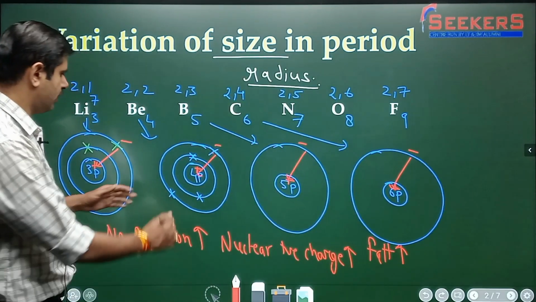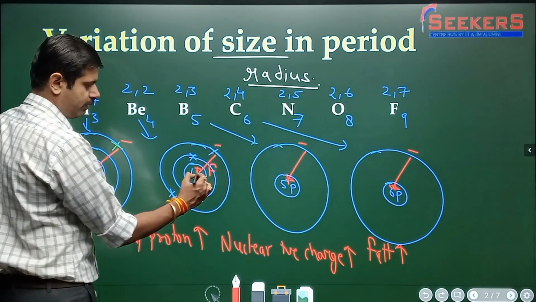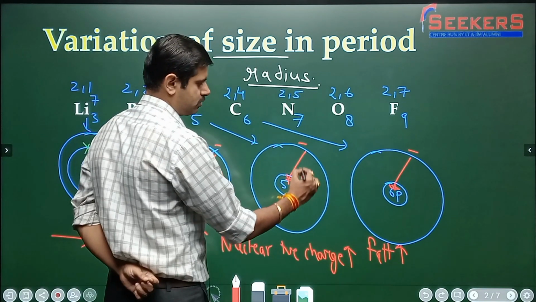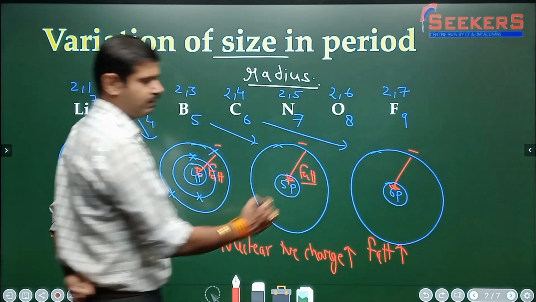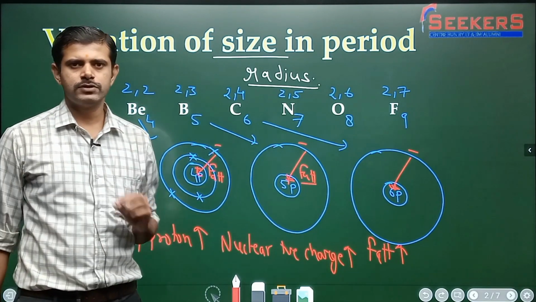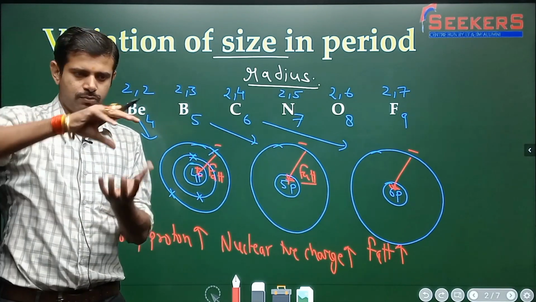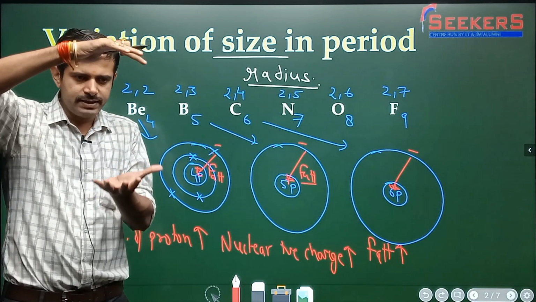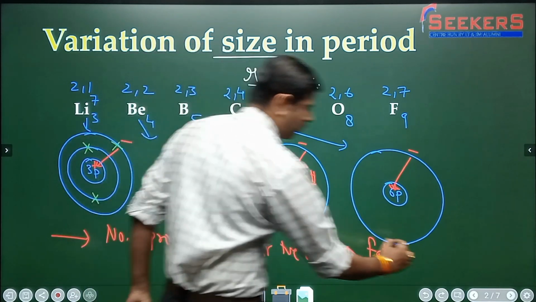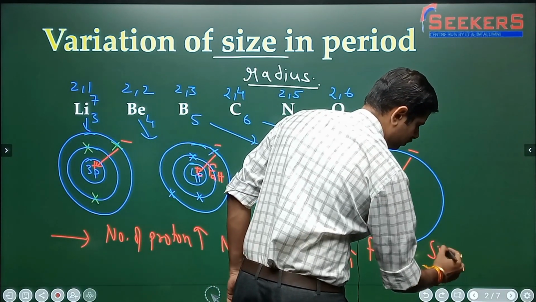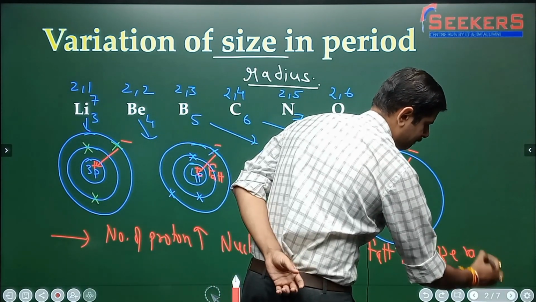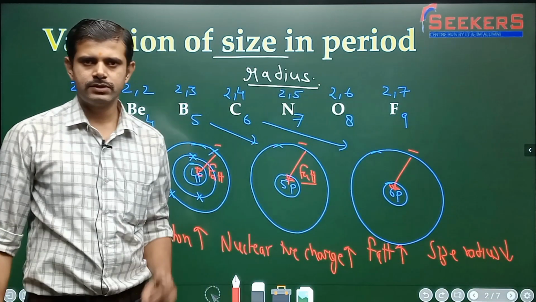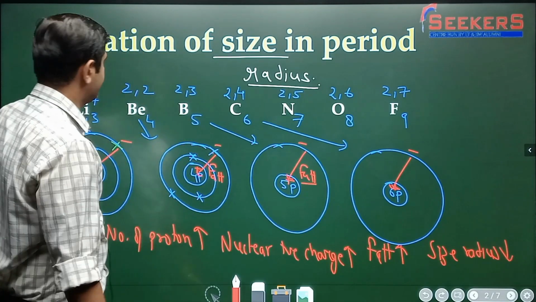There is a force of attraction between the nucleus and the last electron. This is F attractive, and this will increase. When the attractive force increases, what will happen? See, protons are increasing, attractive force is increasing, the size will decrease. So the size, or the radius, will decrease. This is how the size will vary in a period.